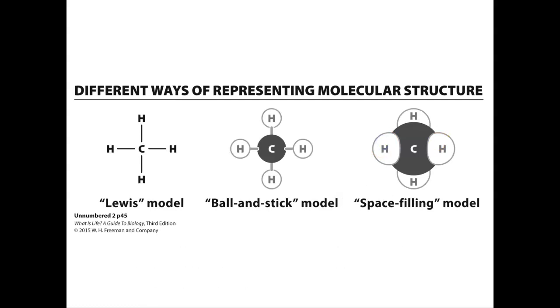Looking at different structures, these are going to be your Lewis structure, your ball and stick model, and your space filling model. Now with these models, they all represent the same thing, a single bond between carbon and 4 hydrogens. However, they're just going to be represented visually in different ways. So notice by looking at each of these, they are going to be the same thing.